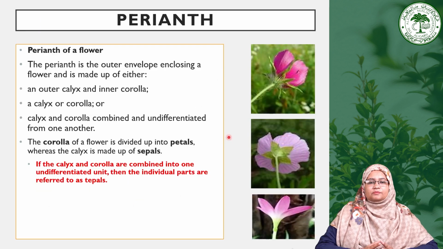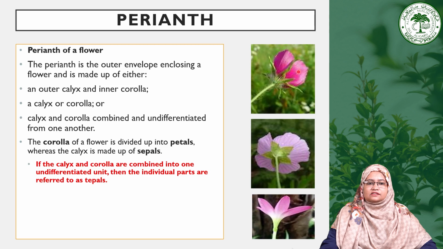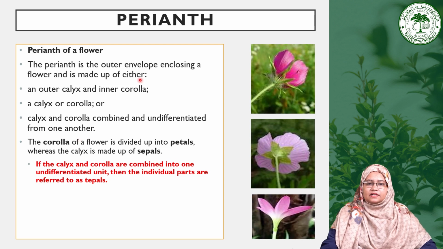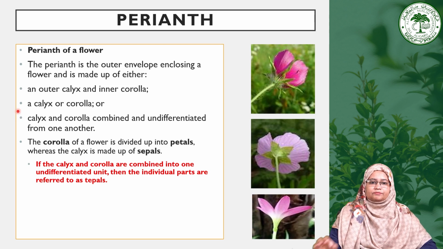Now, starting from the first floral part, that is the perianth. The perianth is the outer envelope of the flower, made up of either the calyx or the corolla or both. As you can see, these flowers have both calyx and corolla, and the combined term for this is perianth. So the perianth is the outer envelope enclosing a flower. It is made up of the outer calyx and the inner corolla, as you can see here. Or sometimes there is no differentiation into calyx and corolla, and that is also called perianth.